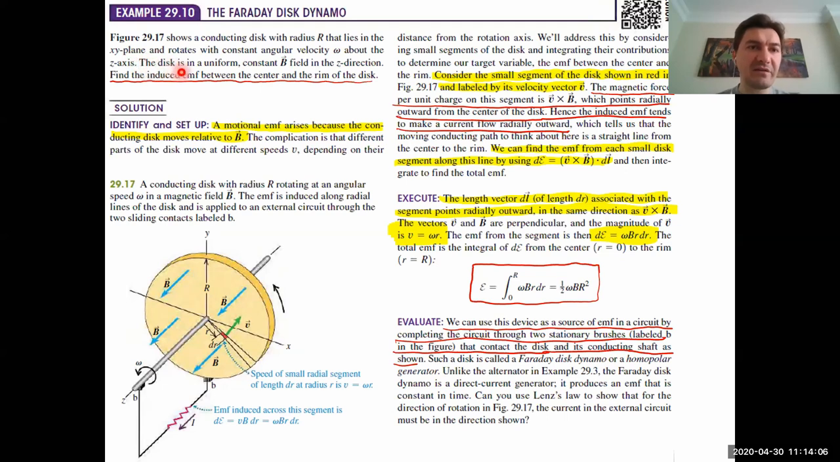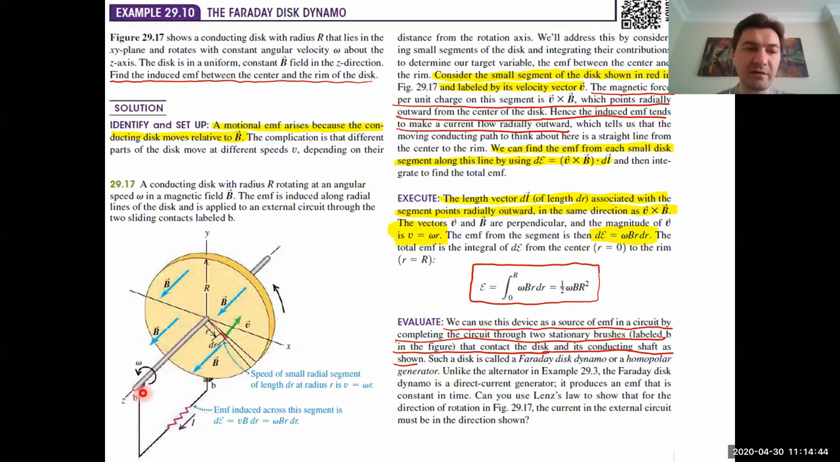This disk is in a uniform constant B field in the Z direction, shown here in blue. So what is the question? Find the induced EMF between the center and the rim of the disk. This is the center of the disk, and this is the rim of the disk, right? What is the induced EMF between the center and rim of the disk?